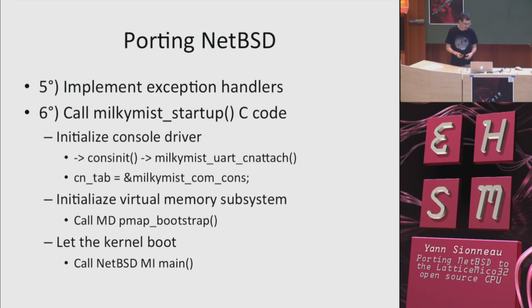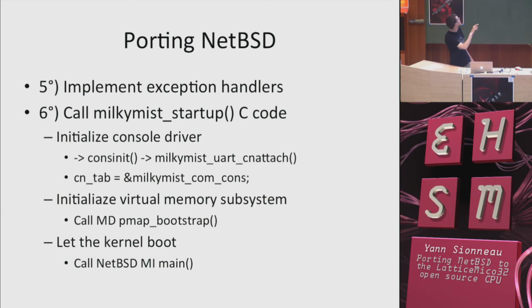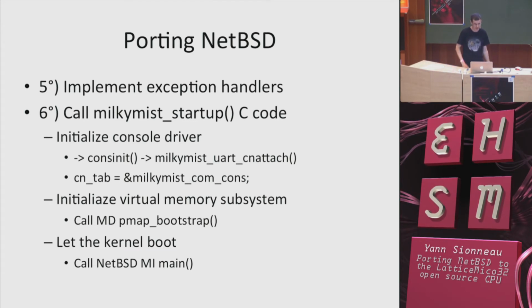So first, as I said, you want to debug, so you want to initialize the console driver. You do this by calling consinit, which will call the Milkymist attach a callback for the console driver. And then, an important point here is to assign the pointer of the structure you've written previously to the cntab symbol. And this is the symbol which is dereferenced by the NetBSD kernel for each print. So when you do this assignment, you can print. You're OK. Then you want to initialize the memory subsystem, which is called pmap in NetBSD.